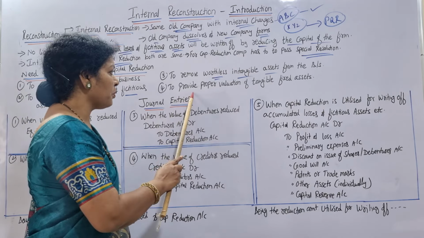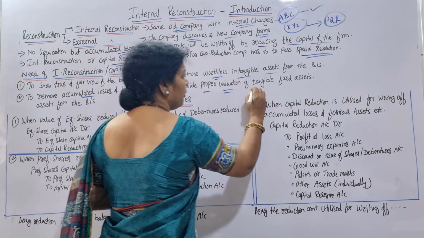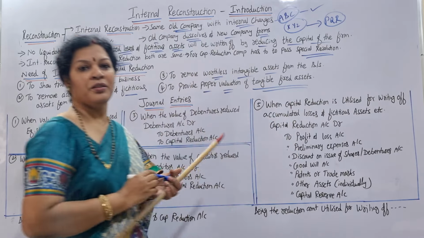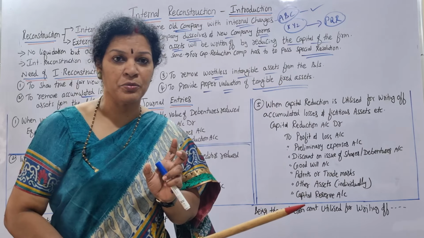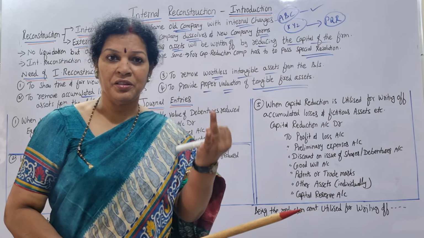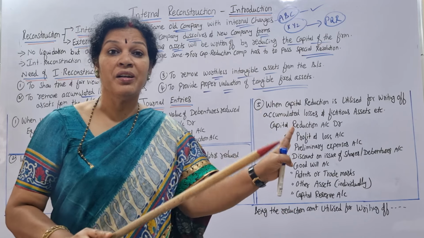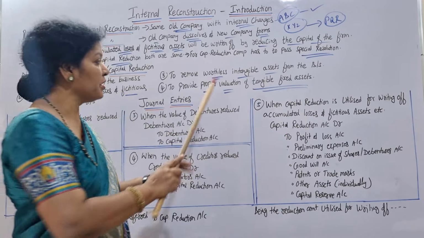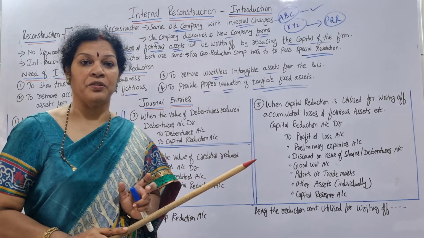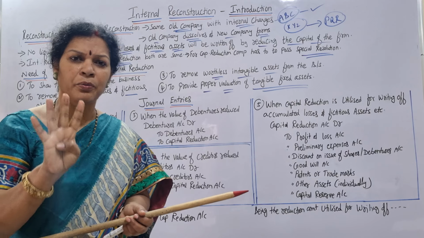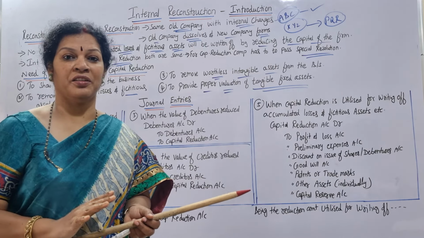And another one is to provide proper valuation of tangible fixed assets. Tangible fixed assets means plant and machinery, building, premises, furniture, which is visible and fixed. This kind of things we also value. They wanted to show it properly, proper valuation. So these are the main 4 motives for this internal reconstruction or capital reduction.